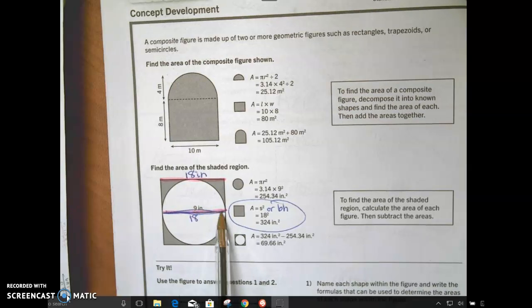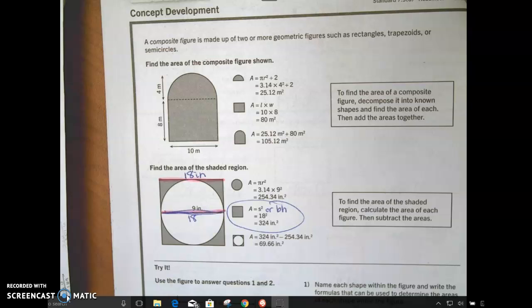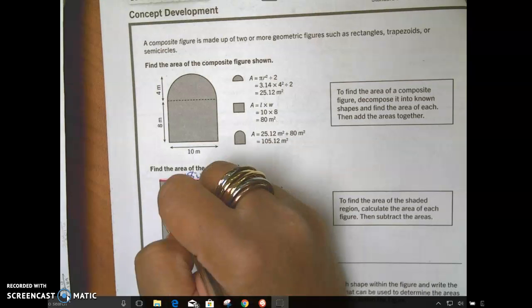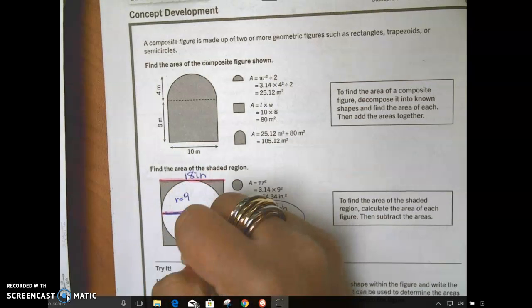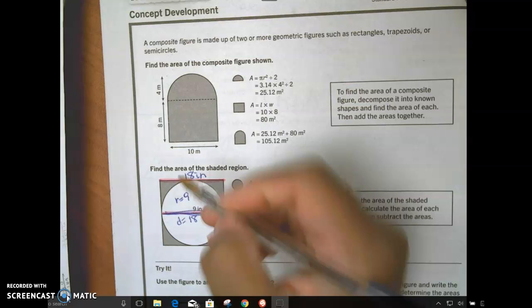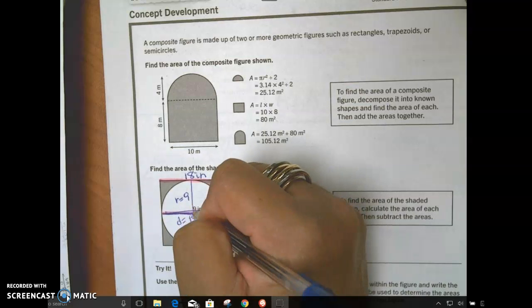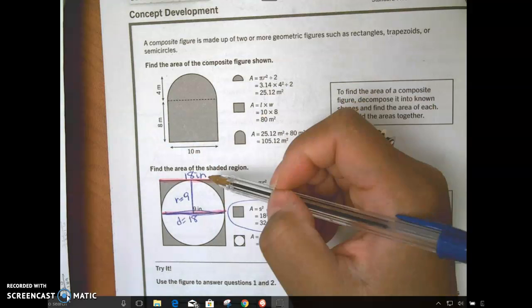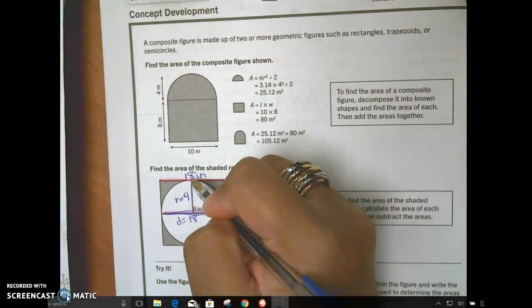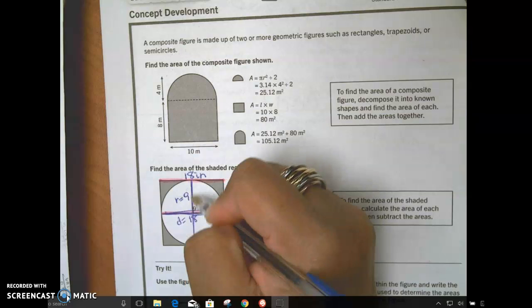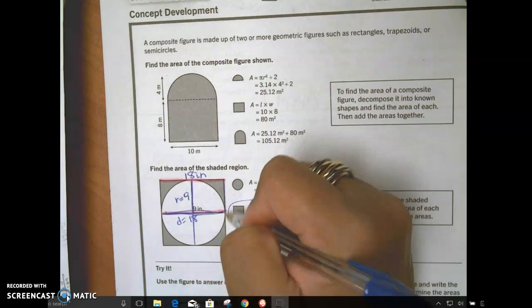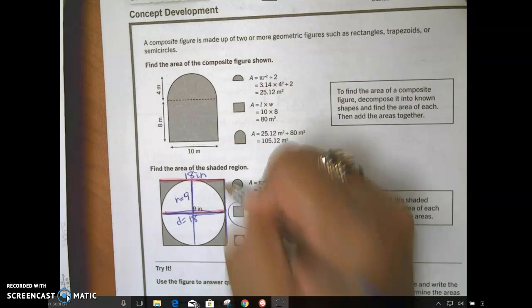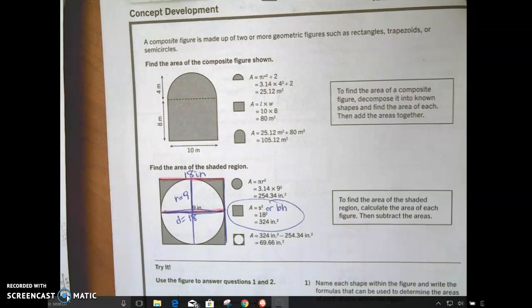The radius is 9 inches. So the diameter is what? 18. Good. What if I were to draw a line from here to here? How long is this line? 9. Now, how long is this line? 18. Then how long is this line over here? 18 as well. Does everybody see that now? Okay, that's the correlation that you have to make on your own.